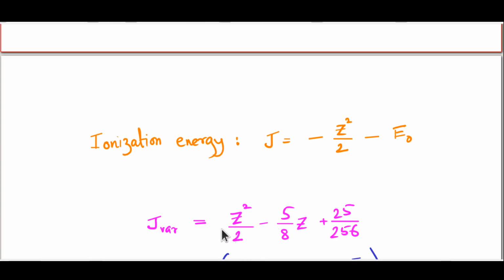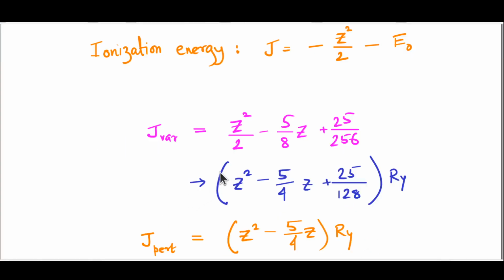This is a variational result for the ionization energy. Since the atomic unit is 2 Rydbergs, this expression expressed in the more familiar Rydberg units turns out to be Z² − 54Z + 25 by 128 Rydbergs.